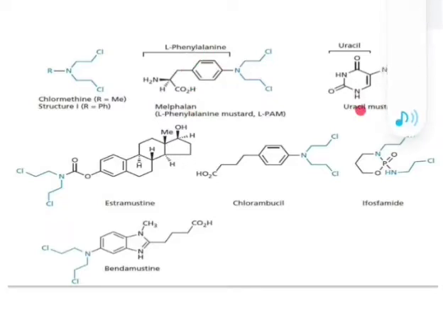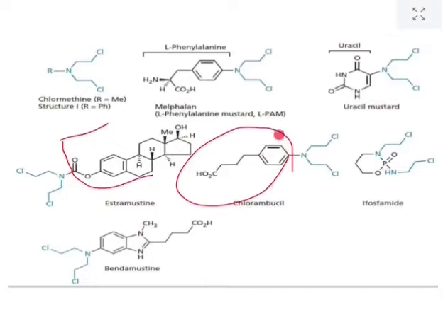Then you have uracil mustard. You can see this uracil, which is a pyrimidine. Again, this is the R which changes. Then you have estramustine. When we look at estramustine, we are talking about the same thing, and the whole of this, going this way, which is a steroid nucleus, is our R. Then we go to chlorambucil, and if you look at this group here, it's a phenylbutanoic acid. Again, that's our R.